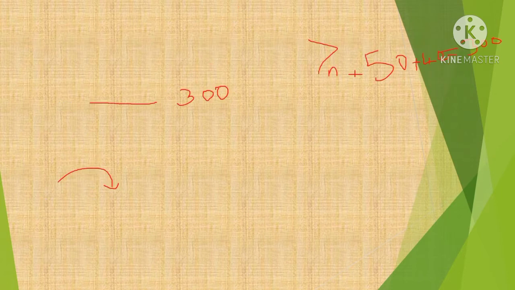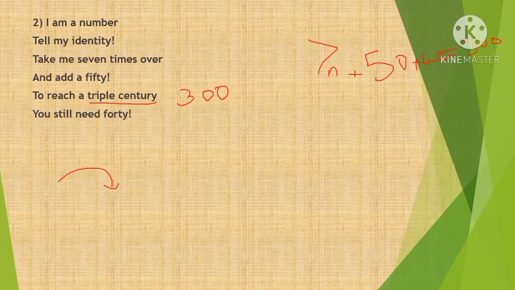The next problem, it's a small riddle. I am a number. Tell my identity. Take me 7 times over and add a 50. To reach a triple century, you still need 40. So I am a number. We don't know that number. Okay, so we'll take that number as any variable. Take me 7 times over. So 7 times over means with that number you want to multiply 7. So 7 into that number and add a 50. Add a 50 means plus 50.